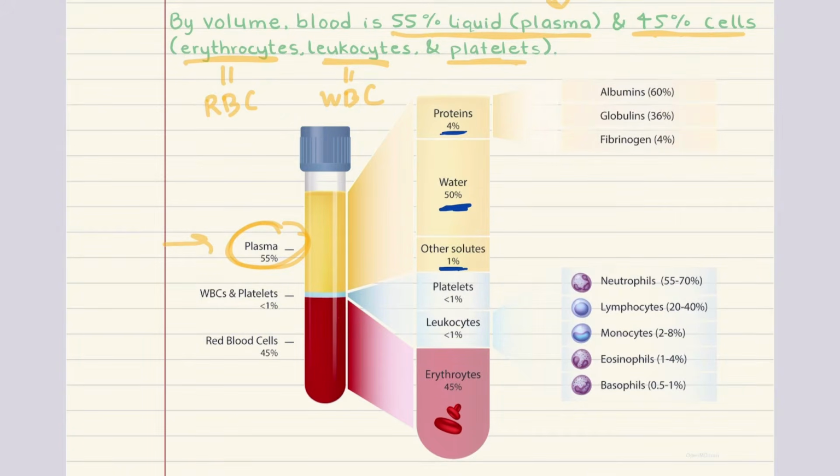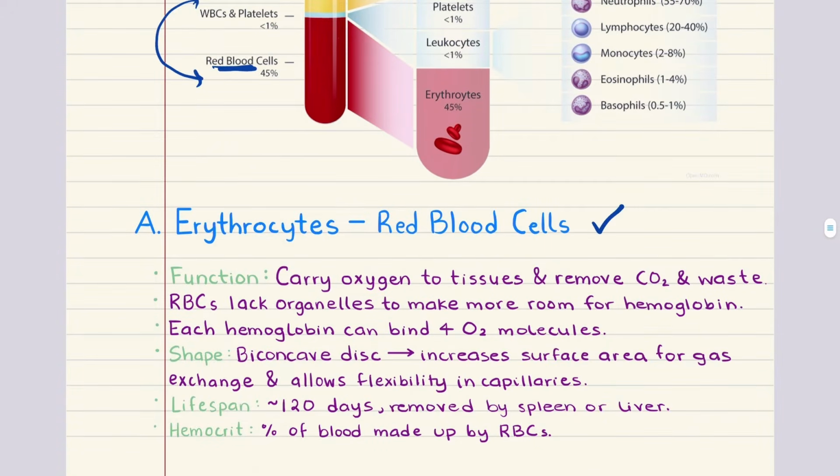The three major plasma proteins are albumin, which helps maintain osmotic pressure, globulins, which include antibodies, and fibrinogen, which is important for clot formation. Now let's look at the cellular components of blood, starting with erythrocytes, also known as red blood cells. Red blood cells have one main job. That job is to transport oxygen from the lungs to the tissues and then remove carbon dioxide and waste from the tissues back to the lungs.